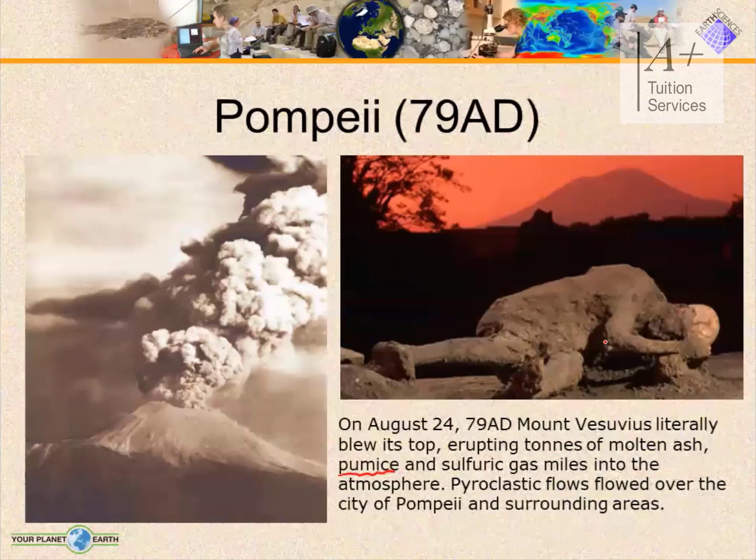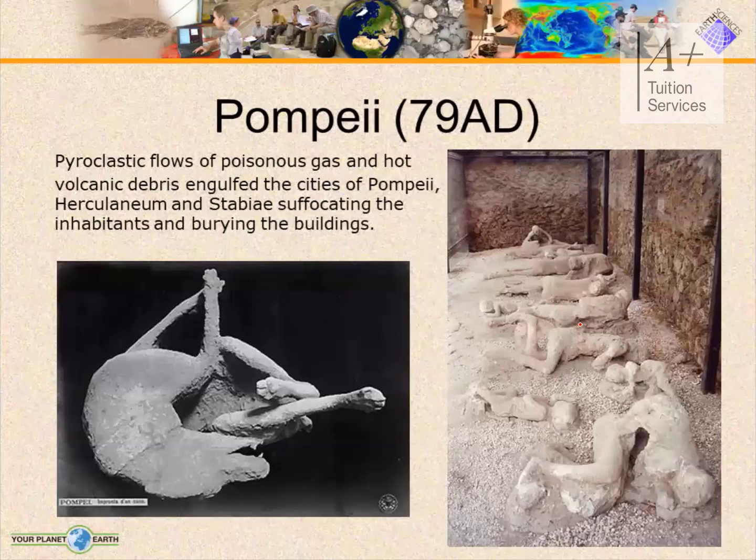So this is somebody who died as a result of the volcanic material touching them, right? It's buried and solidified in the gas and ash. Then we have pyroclastic flows of poisonous gas and hot volcanic debris engulfing the city of Pompeii, suffocating the inhabitants and burying the buildings. So these are people, all these are bodies that were buried and it's still digging up and finding them. And this is a dog that died.